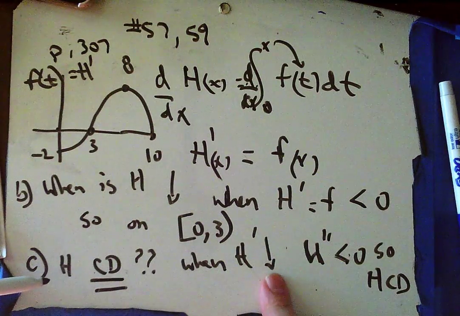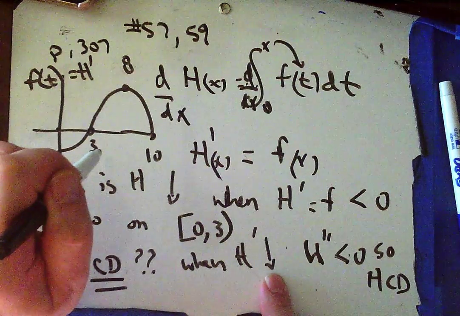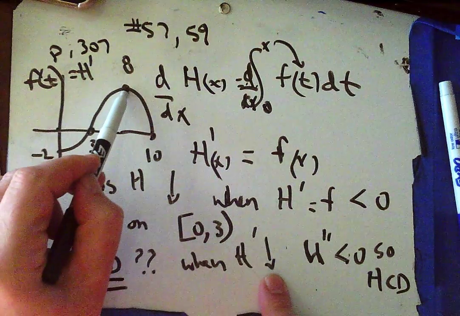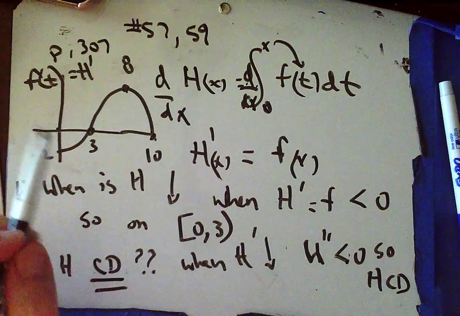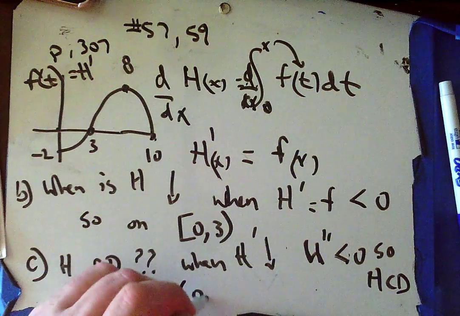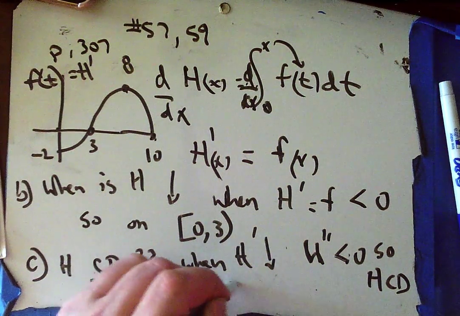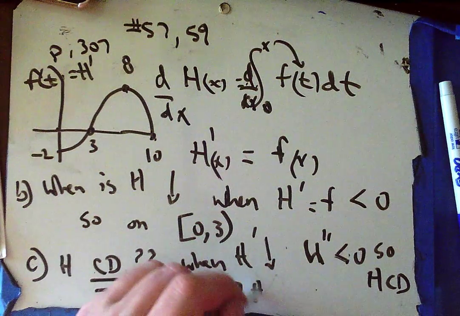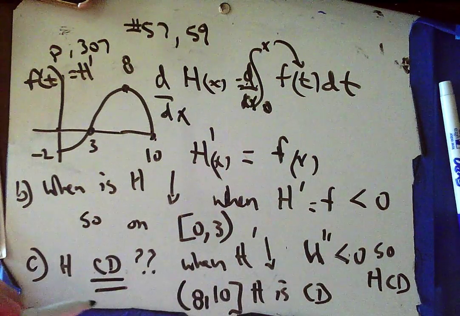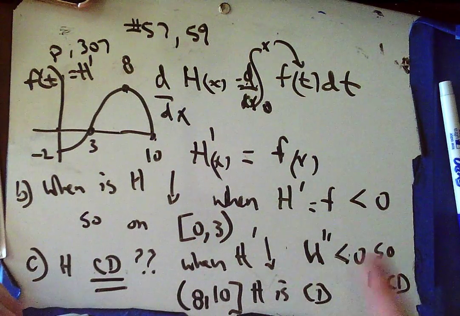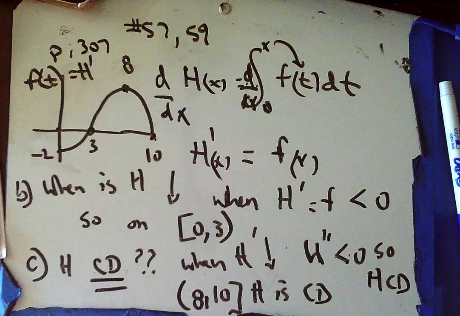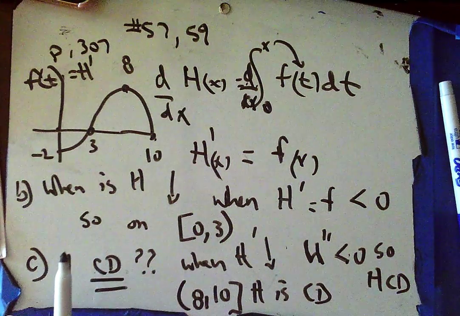So when is h prime decreasing? This is a graph of h prime, and h prime is decreasing from x equals 8 to x equals 10. So on 8 to 10, h is concave down. And yes, that's my justification there. Okay? All right, what about part D?